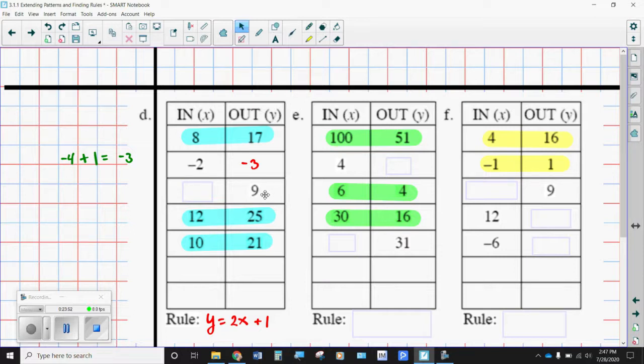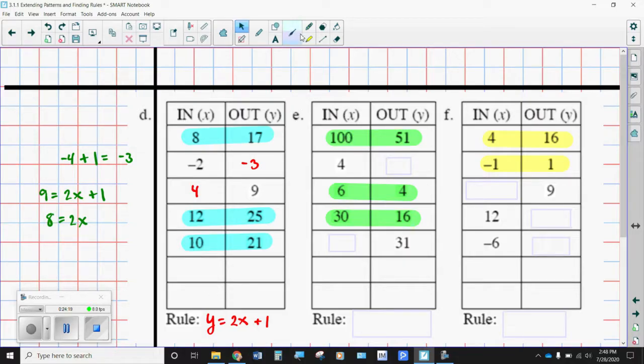And now when we work in reverse, if we're saying that 9 is equal to 2x plus 1, that means that the 2x before we added the 1 must have been equal to 8. And what number do you multiply times 2 to give you 8? This number must be the number 4. Okay.